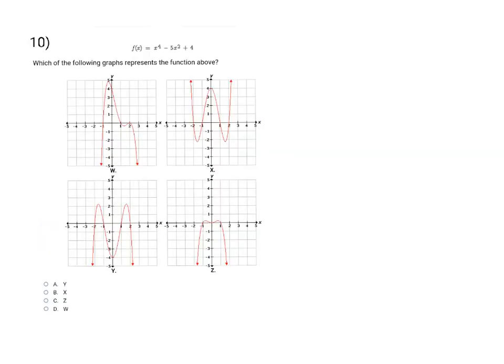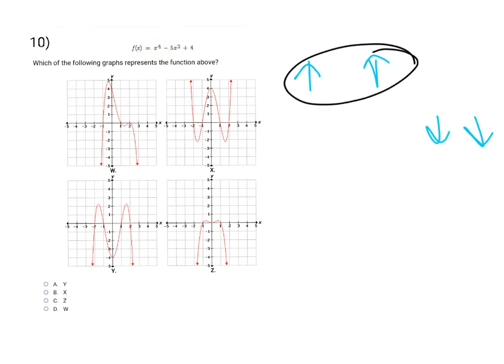My last graph here that I'm matching to an equation, I have an even power, so that means that my end behavior is either going to be both up or both down, and it's a positive lead coefficient there, so that means they're both going to be up. My only graph here that the end behaviors are both increasing is graph X, so that means my final answer here is going to be B.